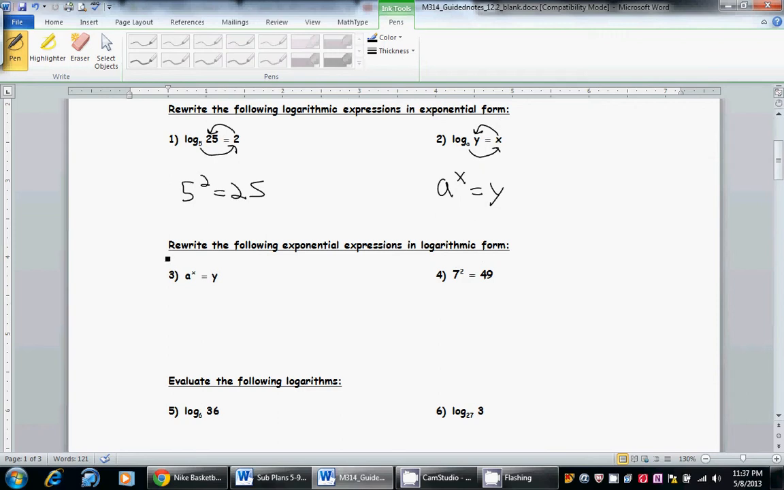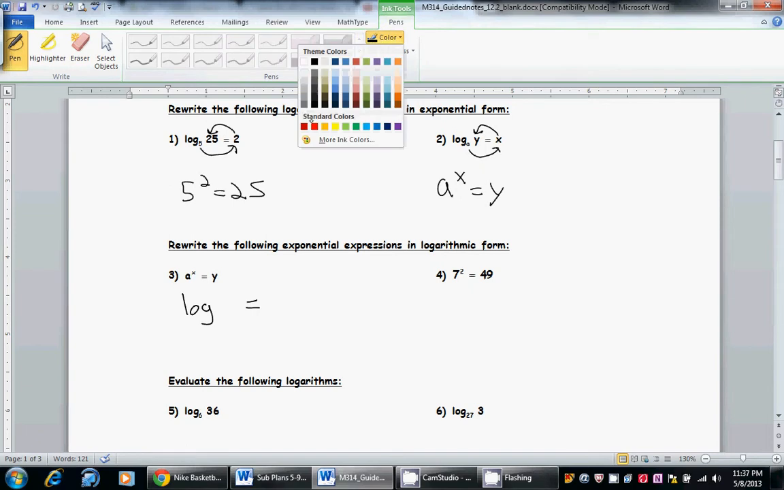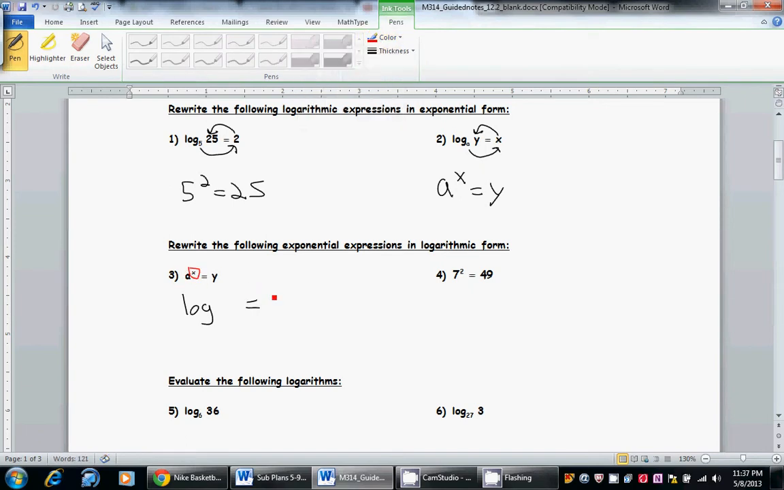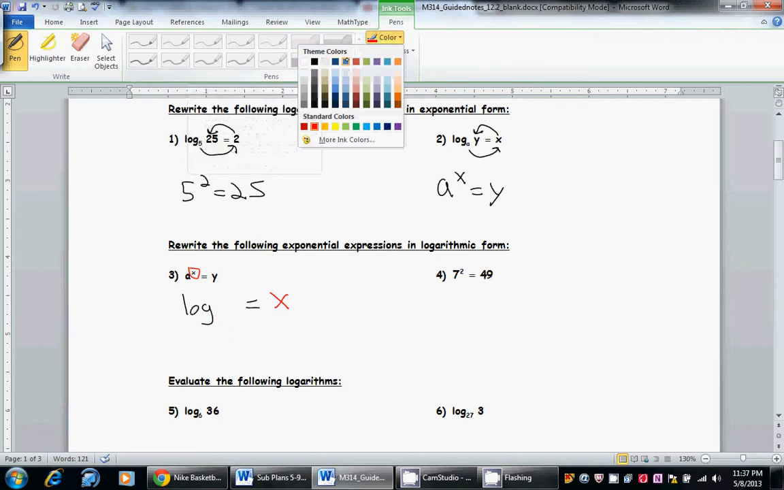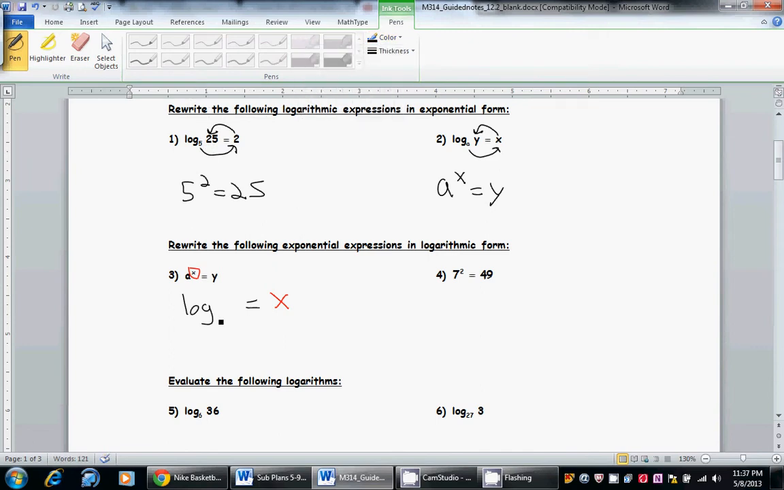The second part here, rewrite the following exponential expressions in logarithmic form. Now remember, with logarithms, you are trying to solve for the exponent. You are answering the question, what is the exponent? So whatever this is the log of, it's going to equal the exponent. The base of the log is the same as the base of the exponent, so little a down there with the log, and the only part left is the y, so this is going to be the log of y base a equals x. Now if I make my counterclockwise arrows, I would get the original problem, a to the x equals y. So this checks out.